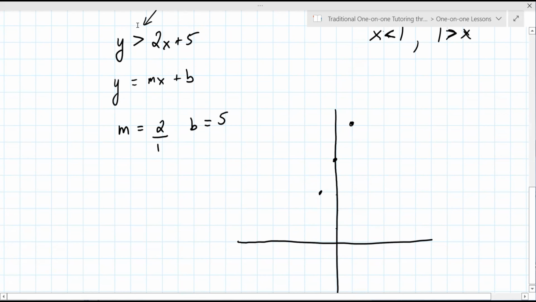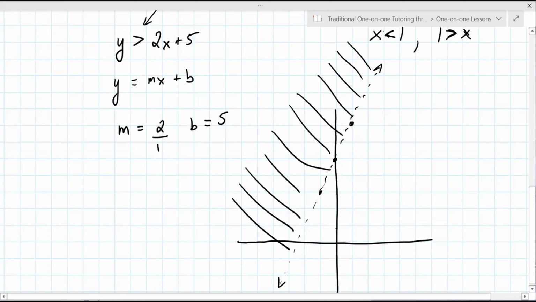Now, see how this is a greater than? That's a dashed line. Okay, dashed line. And then because it's greater than, do you shade above or below it? You shade above. A greater than or equal to, you shade above.